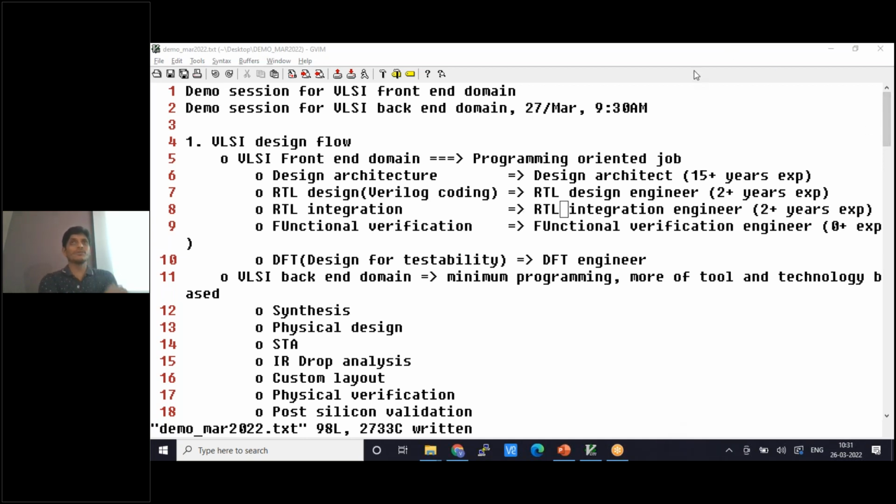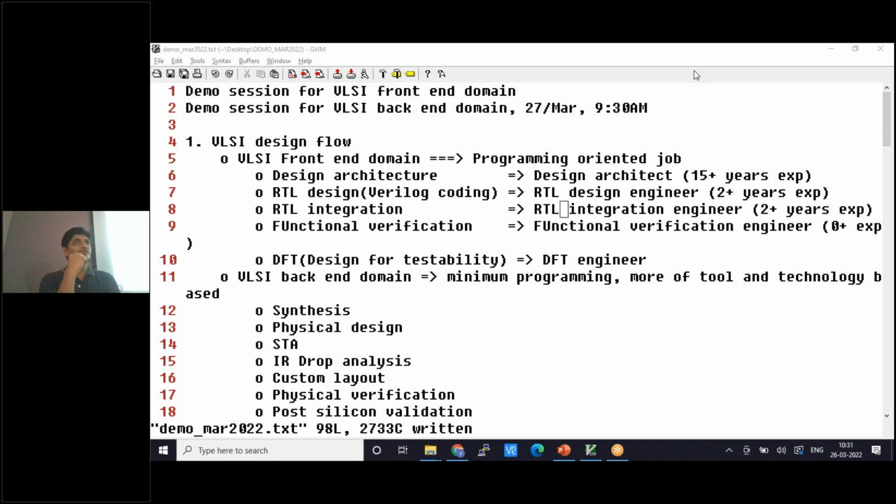So we were discussing functional verification. In the front-end domain, how many sub roles are there? Four sub roles. What is the first role? Design architect. The second is RTL design engineer. The third is RTL integration engineer. The fourth is functional verification engineer.